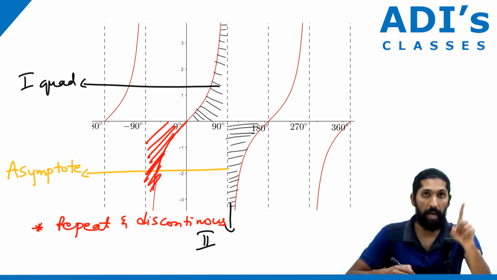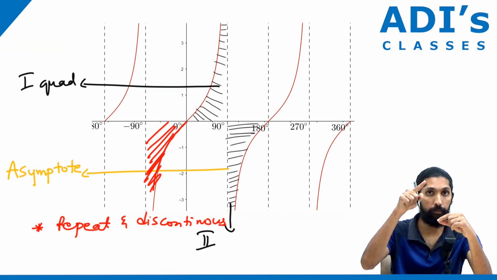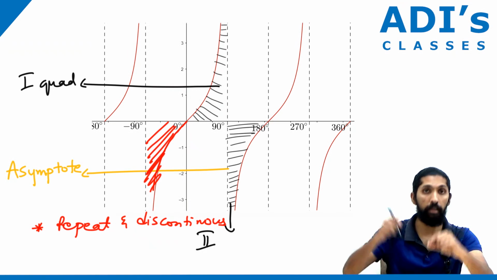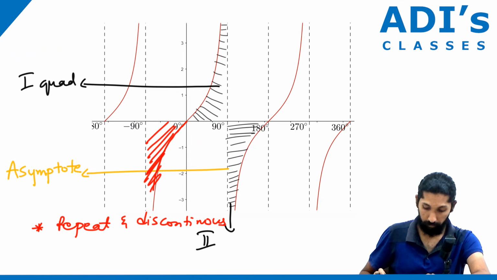It's going to repeat and it is discontinuous. Because once you draw one graph, you have to lift the pen or pencil. Again, you have to draw. Correct? So this is going to be discontinuous.